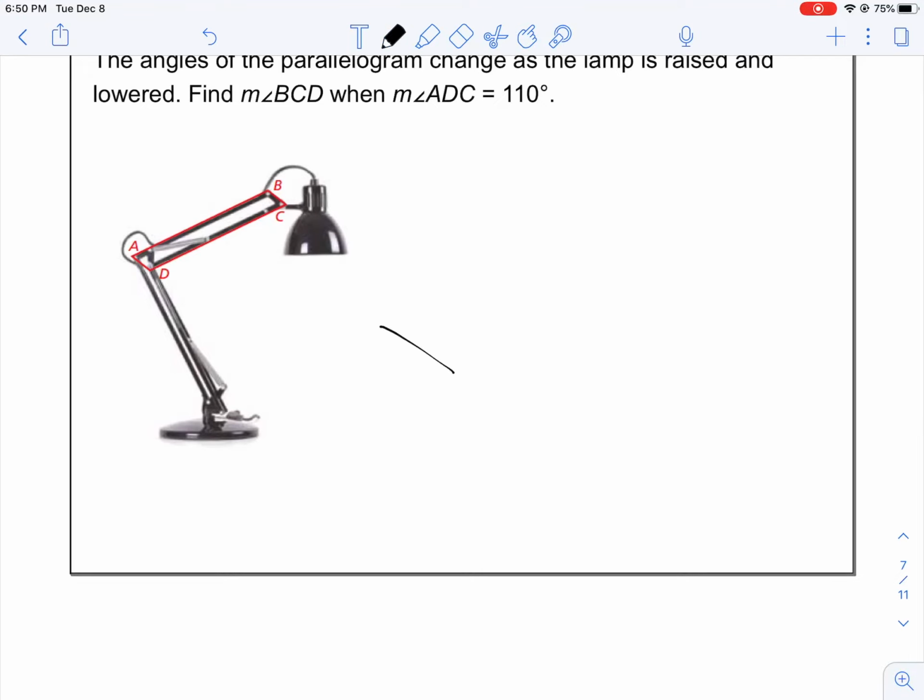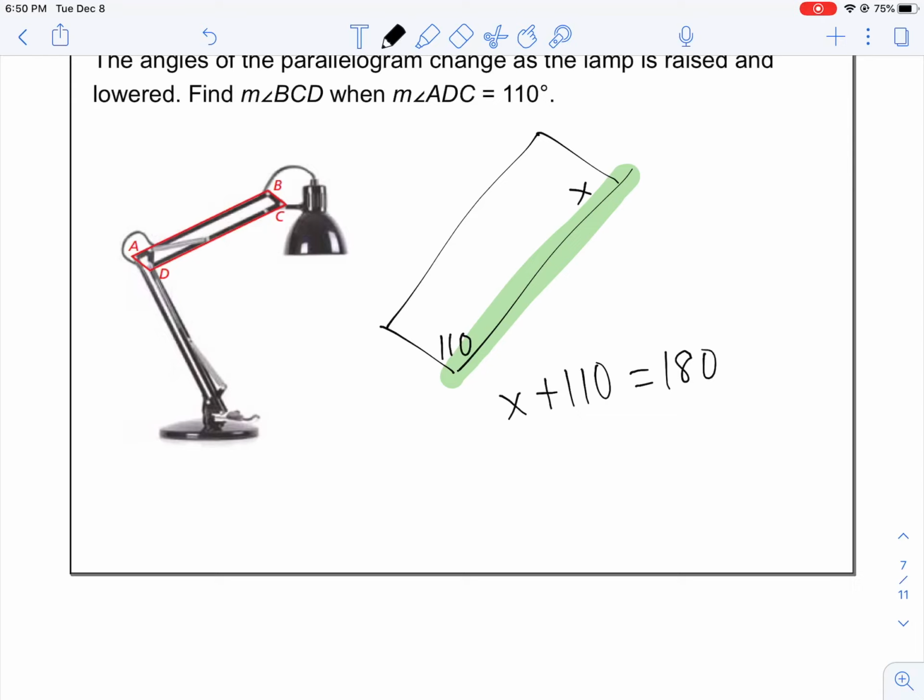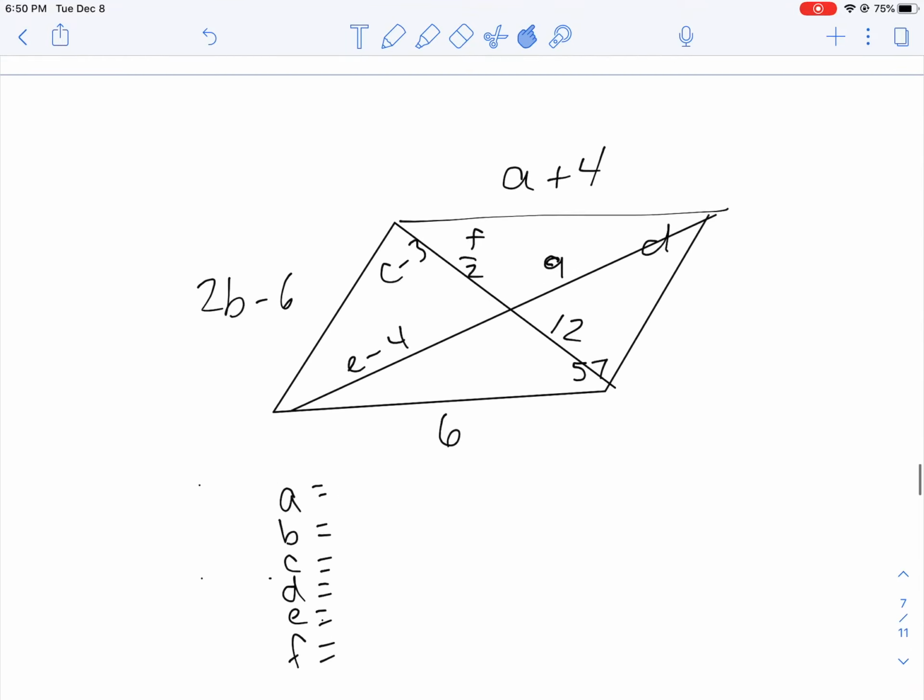All right, so we've got this parallelogram, and it tells us that angle ADC is 110, and it wants us to find angle BCD. Well, since these angles are on the same side, I know they add to be 180. And now I've got something I can solve using Algebra 1 skills. So x is 70. Okay. So what you need to be able to do is use your properties mostly. So let's keep doing these.